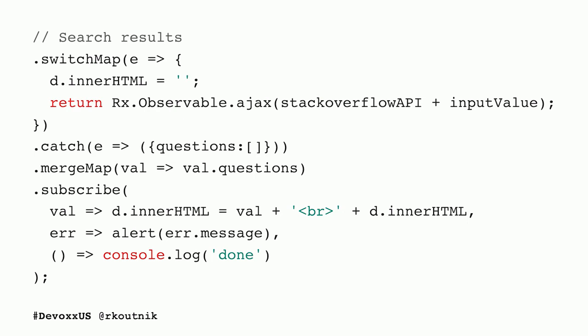Same MergeMap we saw before. Same subscribe. Interesting thing now is that we've added catch, unless somehow the MergeMap dies, we will never see this error trigger. We've added a third function to our subscribe. 3. Let's hope 3 isn't too many. And it is our done function.